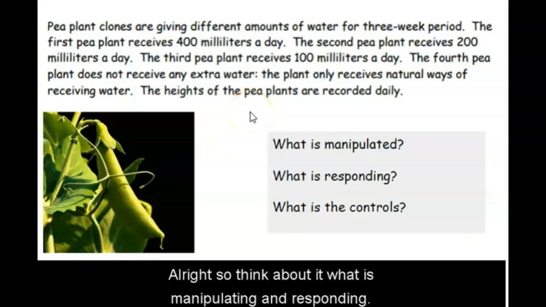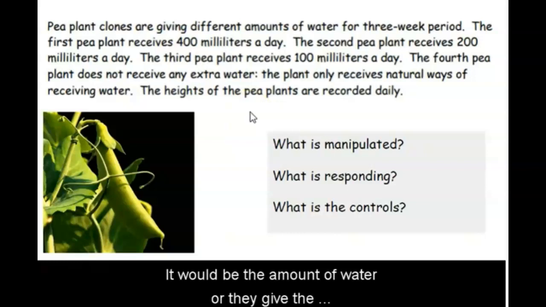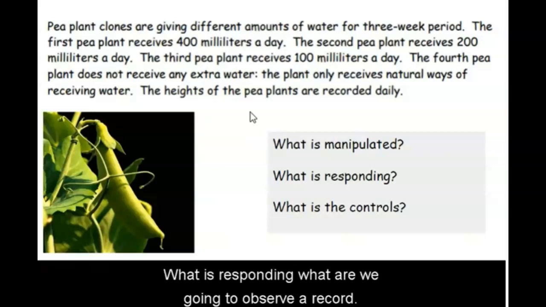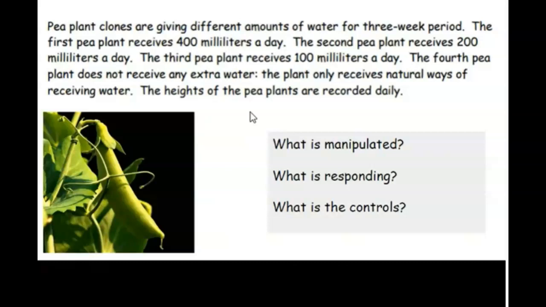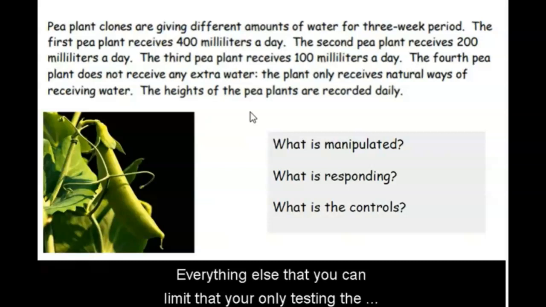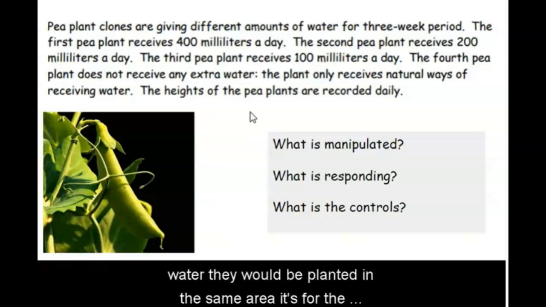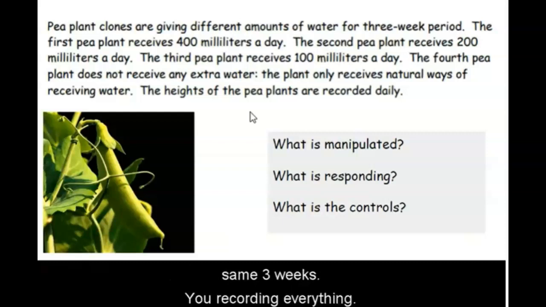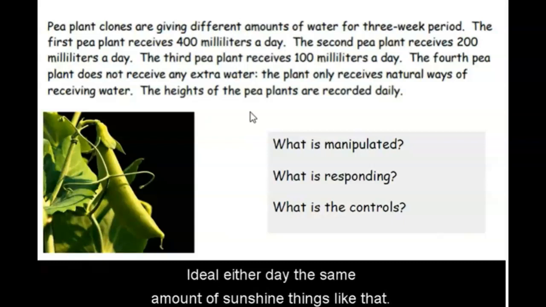What is manipulating and responding? It would be the amount of water, right? They give you the different values for the milliliters of water given a day. What is responding? What are we going to observe or record? The height of the pea plant. And what is the control, right? You would want the control to be everything else that you can limit so that you're only testing the water. They would be planted in the same area. It's for the same 3-week period. You're recording everything daily. Ideally, they're getting the same amount of sunshine, things like that.